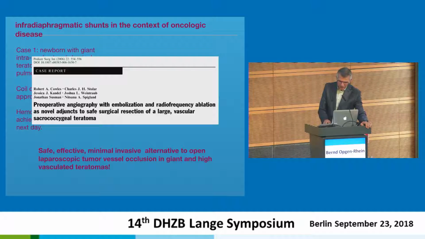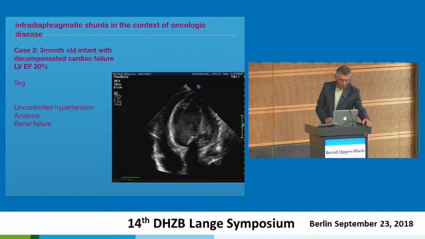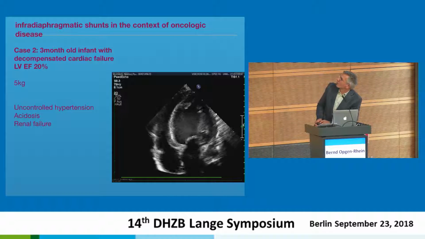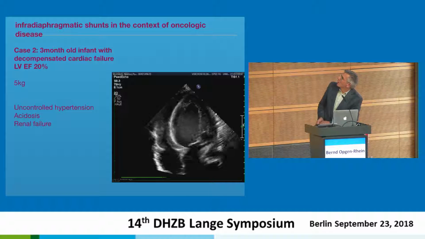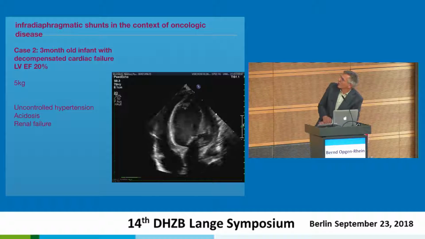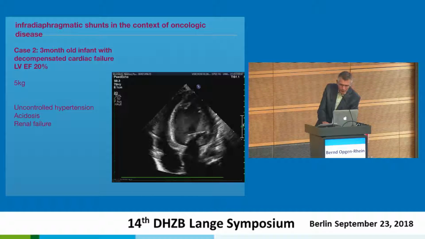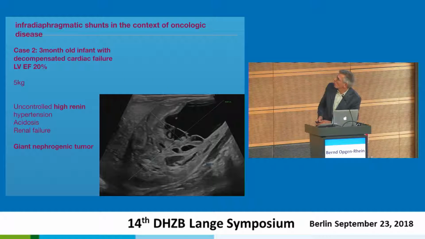The last case of the day is a 3-month-old infant we see in our emergency department and intensive care unit with unexplained cardiac failure and cardiogenic shock with acidosis and uncontrolled hypertension, renal failure. And the reason for that was found in a giant nephrogenic tumor with very high renin.